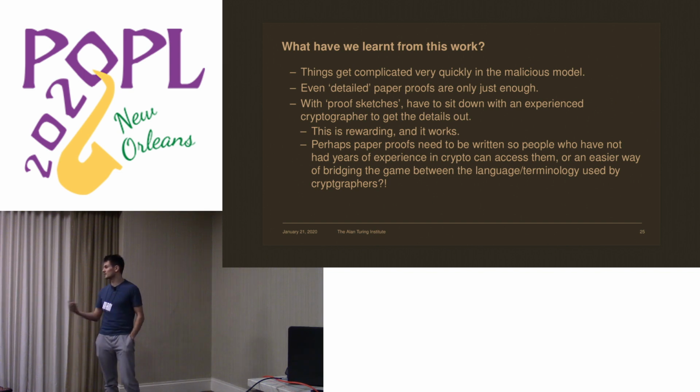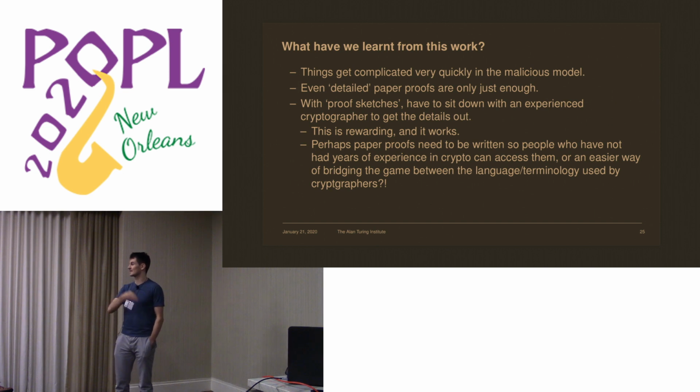So properly, but often sitting down with a cryptographer, you have to sort of decode what they've written. But this was rewarding. We found out that this worked. So perhaps one takeaway from this is that we need to come up with some sort of common language maybe that crypto people can help to write their proofs in, or at least a more standardized paper proof language for cryptographers may help. And I think that's all I have to say.